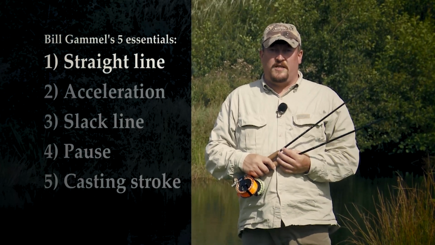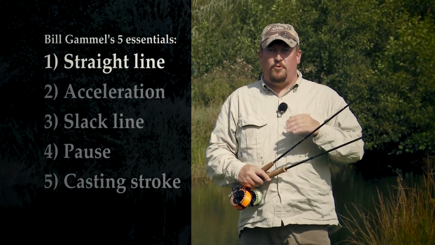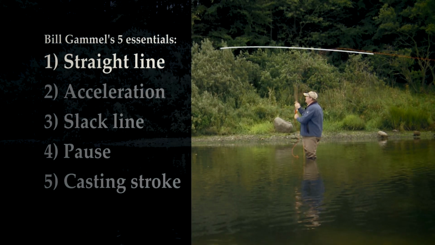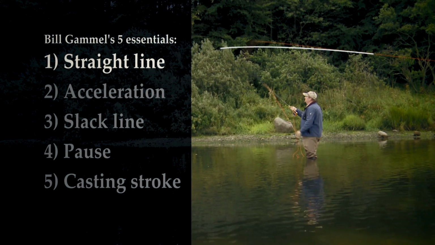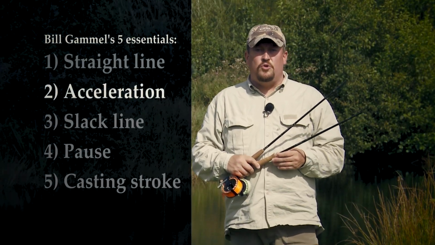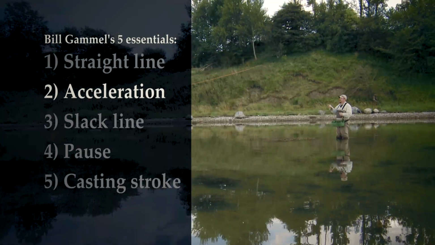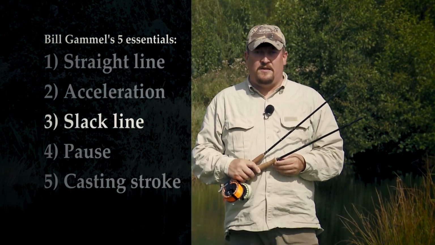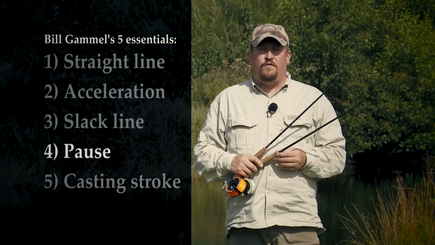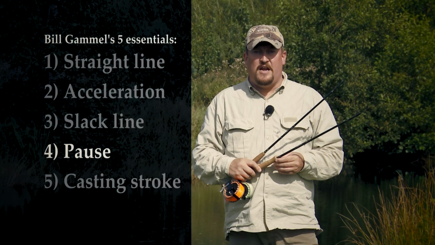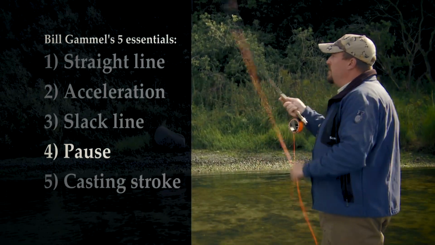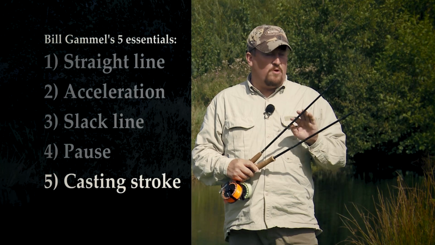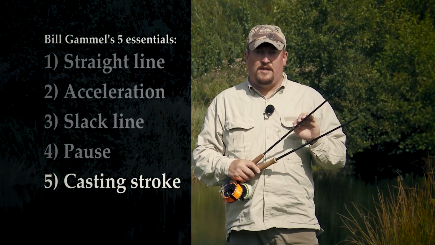The first of the 5 essentials that Bill and Jay Gammel formulated is that the rod tip must travel in a straight line between the forward and the back cast. The second is that you must use a proper acceleration of the rod. The third is the elimination of slack line. The fourth is a pause corresponding to the length of line that you have in the air. And finally, the fifth is you must match your casting stroke to the amount of bend that you have in your rod when you're casting.